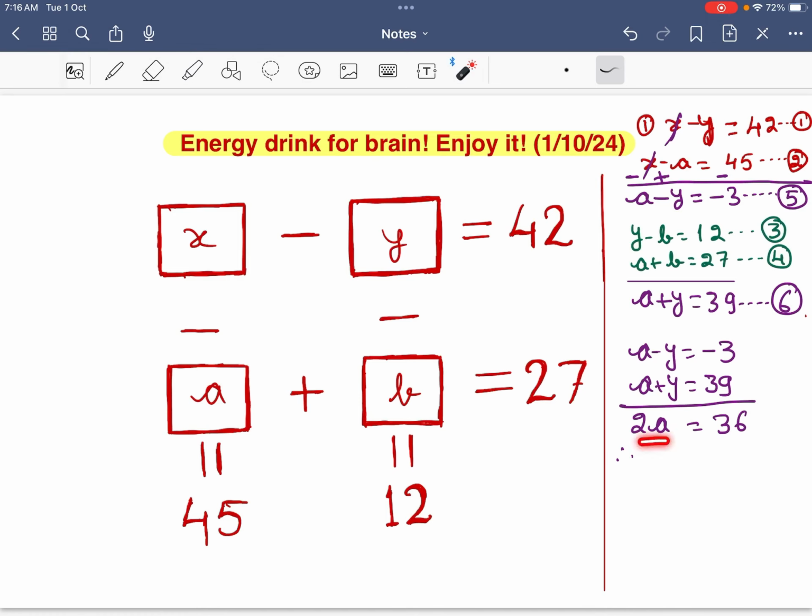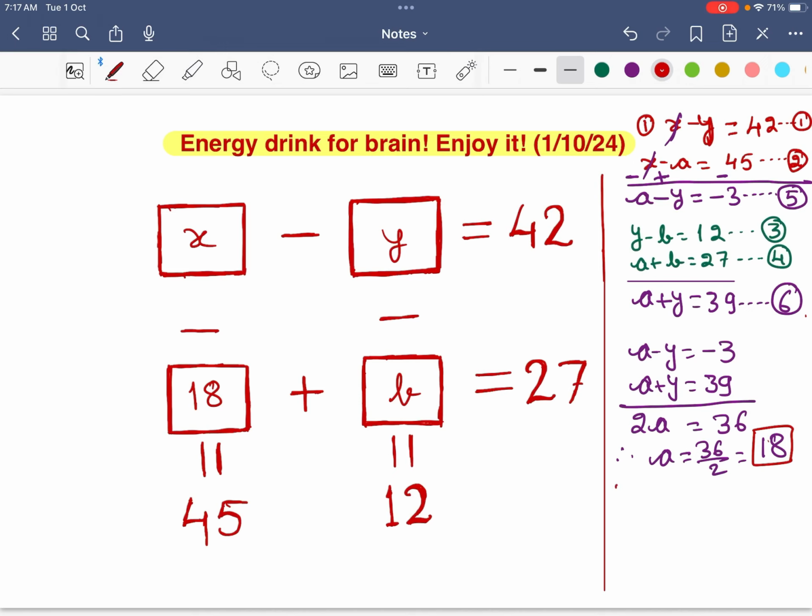Okay, so therefore dividing both sides by 2, this 2 will be cancelled, and therefore a is equal to 36 divided by 2, that is equal to 18. We are getting the first one, a is equal to 18 you got. Now you can easily simplify each and everything. Okay, so we will replace this a with 18 here, right? Now see, let's put the value of a in all equations wherever it is a.